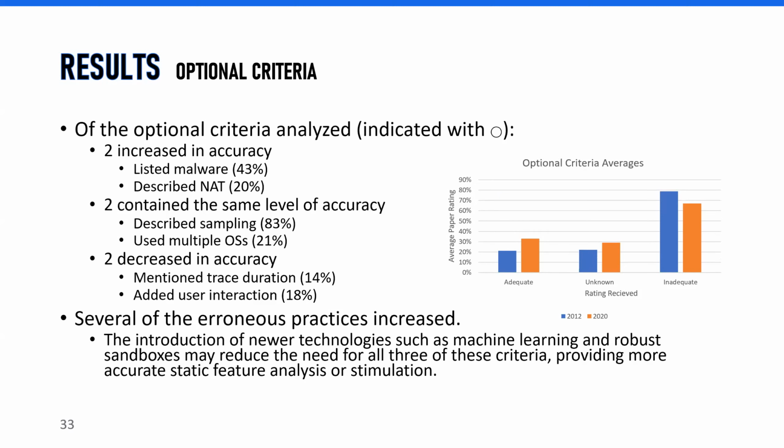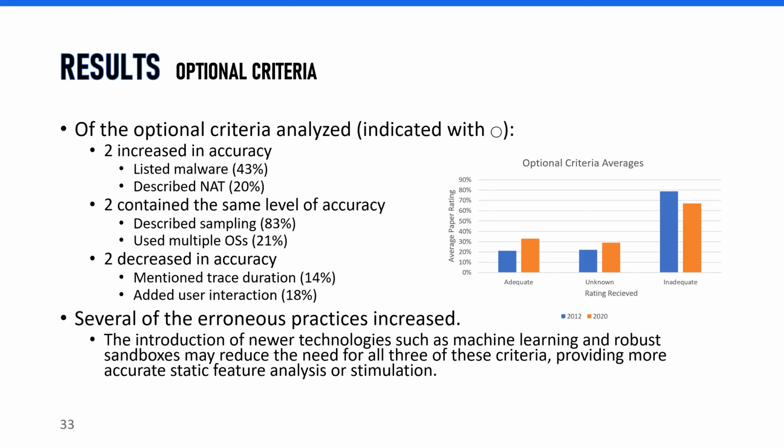So finally, the optional criteria was really interesting because several of the erroneous practices actually increased here. The introduction of newer technologies like machine learning and robust sandboxes might reduce the need for some of these criteria, like mentioning trace duration or added user interaction, because the sandbox can now emulate a user well enough that you don't need to actually add a user in there.